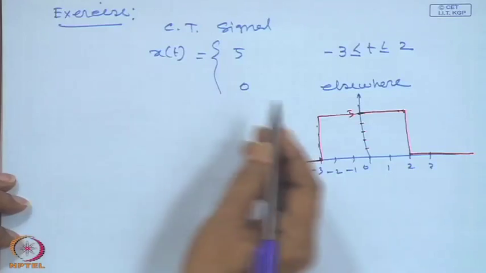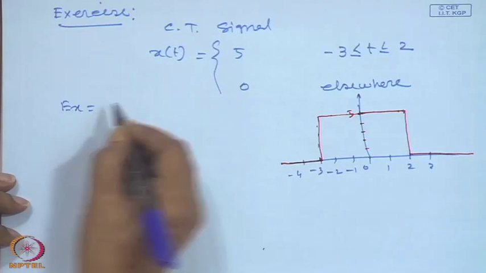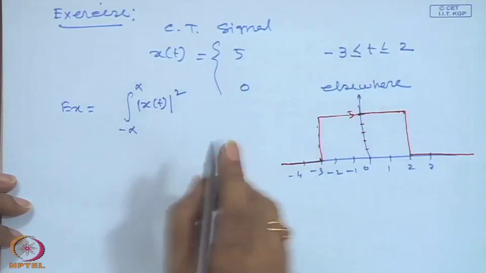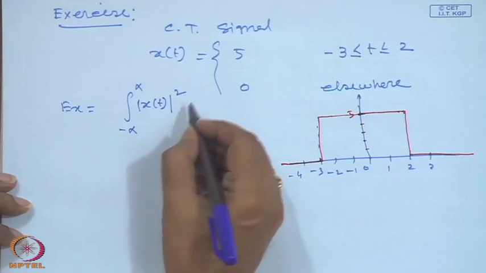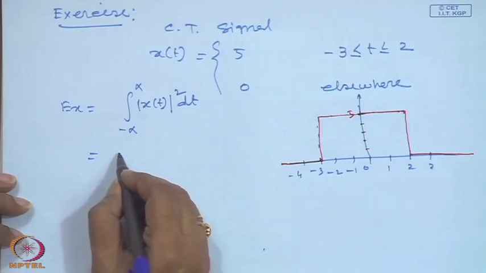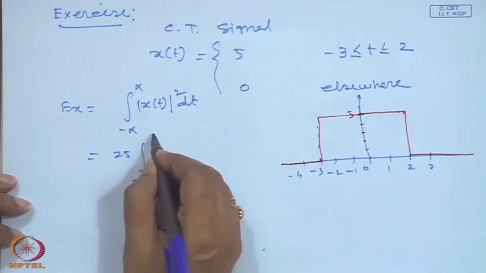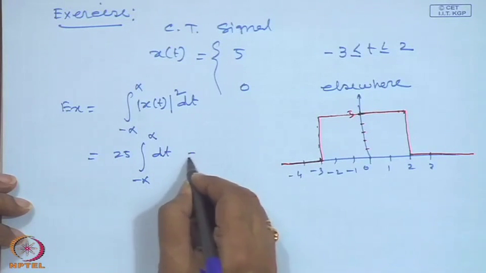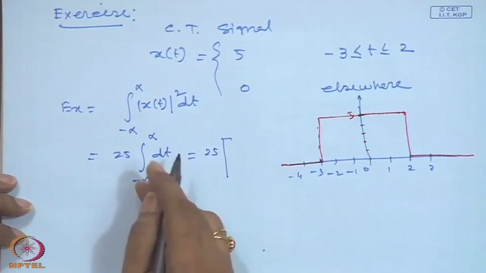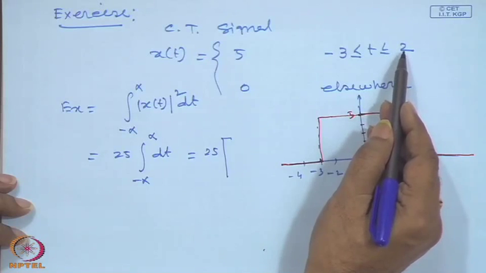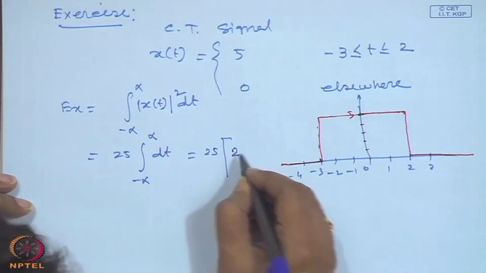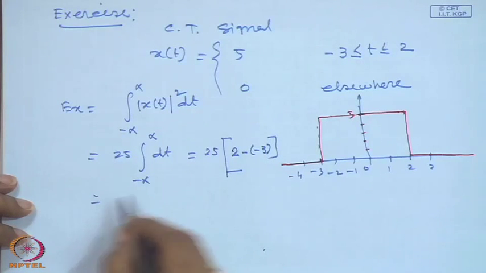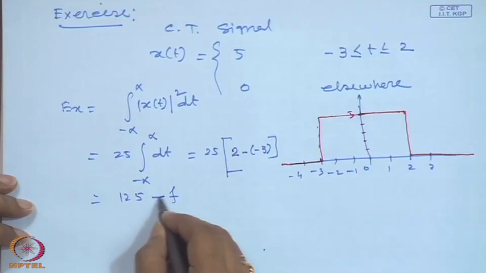Average power. If you work this out, then Ex is equal to the integral from minus infinity to plus infinity of mod of x of t squared. In this case, since it is a real signal, we need not take the mod. x of t squared is enough. So this is nothing but 25, integral from minus infinity to plus infinity dt, and the limits are really minus 3 to plus 2. So it is 2 minus minus 3, which is 5, and 5 into 25 comes to 125. So this is finite.